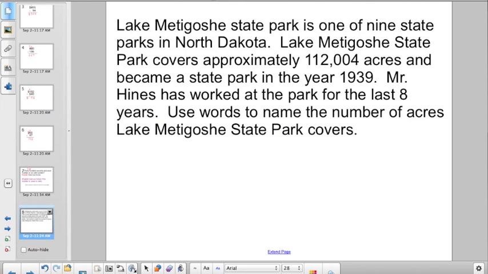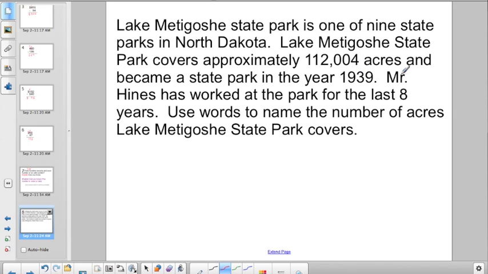Check this out. Oh my goodness, that's a lot of words to read for a math problem. Lake Menegoshi State Park is one of 9 state parks in North Dakota. Lake Menegoshi State Park covers approximately 112,004 acres and became a state park in the year 1939. Wow, they're giving us a lot of information. 9 state parks, 112,004 acres, became a state park in 1939.